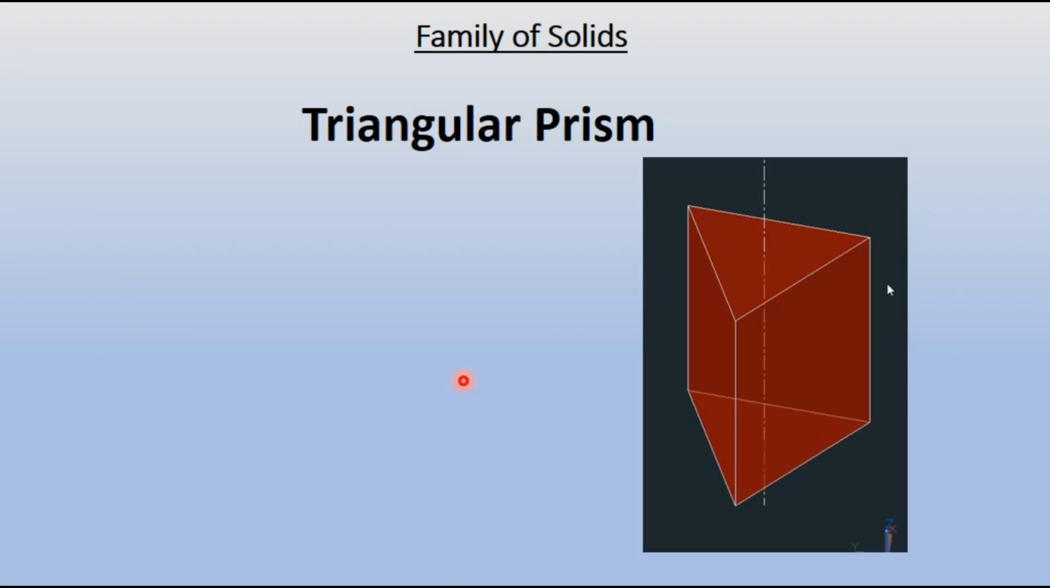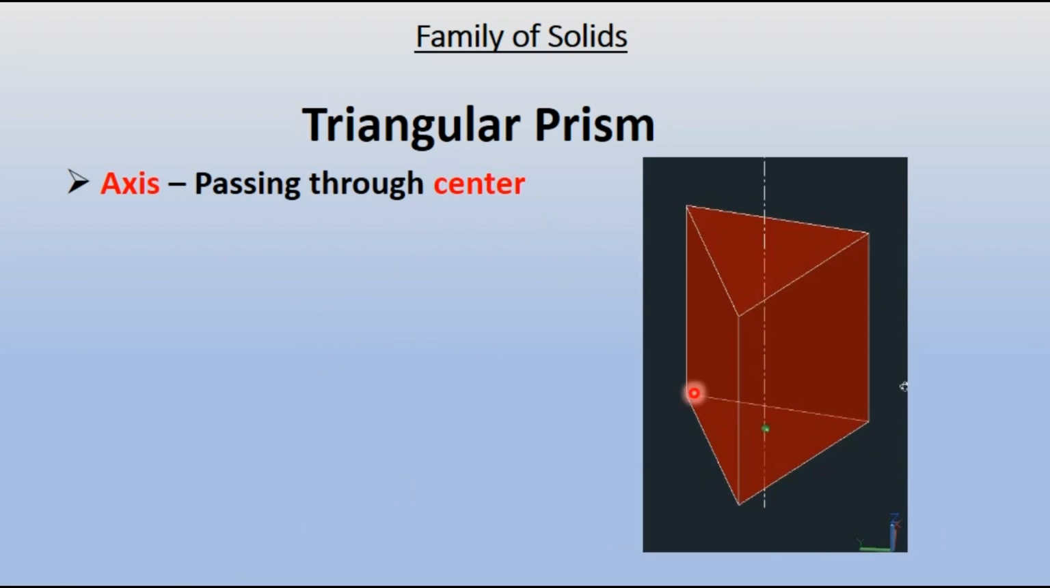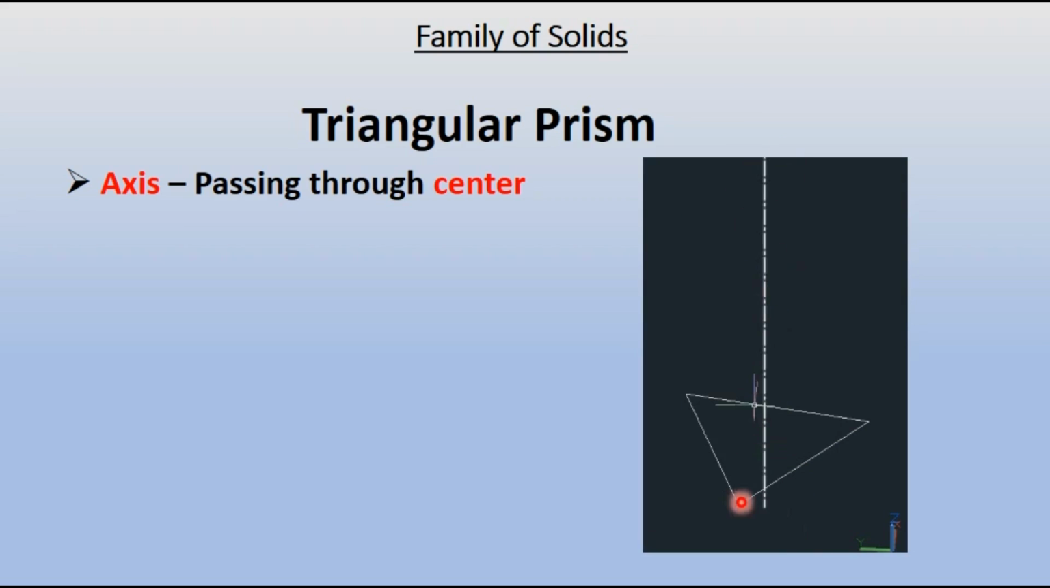Now we have a triangular prism here. This belongs to the family of group A, that is the family of cylinders, because it has top and bottom both the same. So we will see its geometry now. As I've mentioned, every solid will have an axis passing through the center. Here also we have an axis line in the center, as you can now easily see this axis.